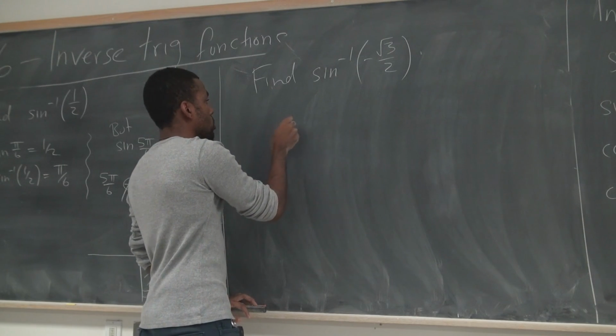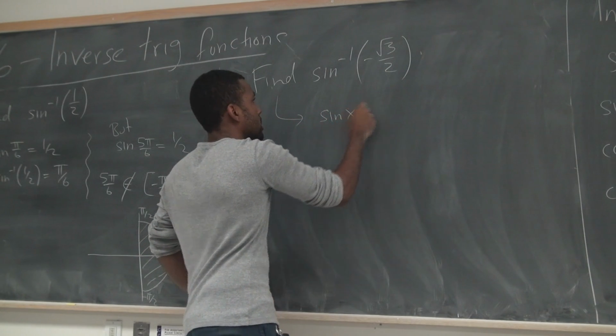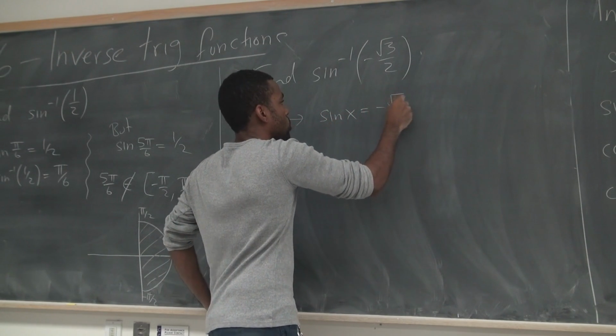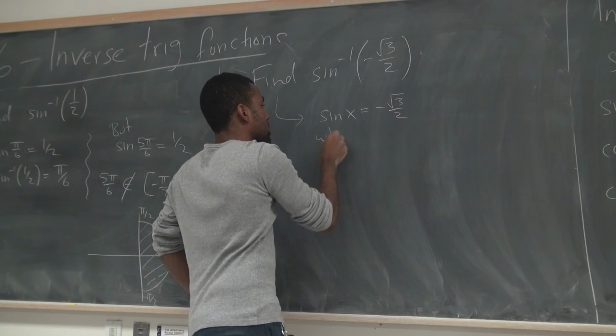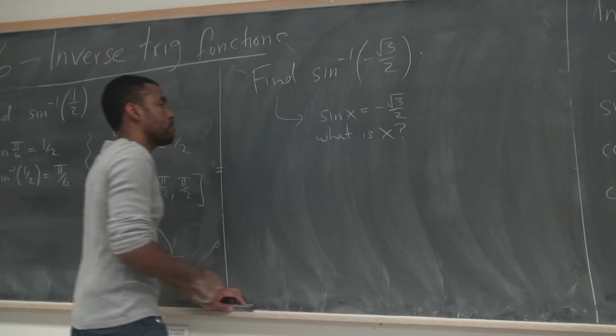So basically what I'm saying is, if sine of x is equal to minus radical 3 over 2, what is x? That's basically what I'm asking, right?